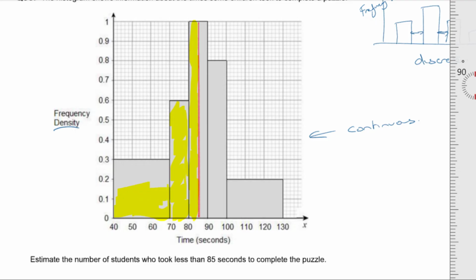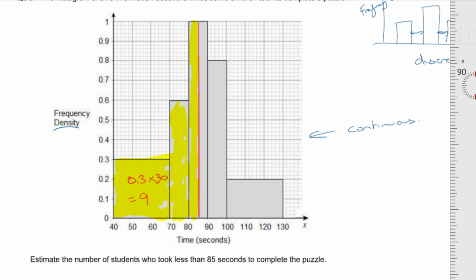Oh, where did my nice shading go? Come back. Right, so let's find the area of these bars. Luckily they're quite easy to find because they're all rectangles. It's super easy to find the area of a rectangle. So the area of this rectangle is going to be length times width. So that's 0.3 times 30, because 40 to 70 is a distance of 30. That's going to be 9, I believe.